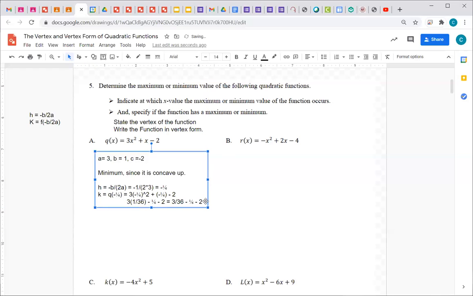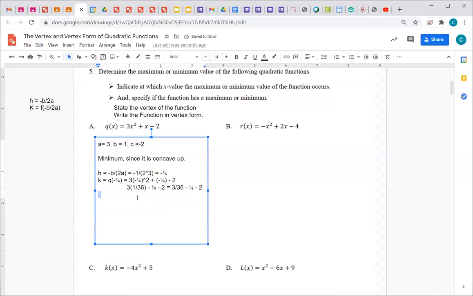And then we can actually simplify this. We can simplify 3 over 36, that's 1/12. Minus 1/6 minus 2. Our common denominator is 12. So 1 over 12, 1/6 is the same thing as 2/12, right? If you multiply the top and bottom by 2, you get 2/12. And 2 is the same thing as 24/12. Just multiply top and bottom by 12.